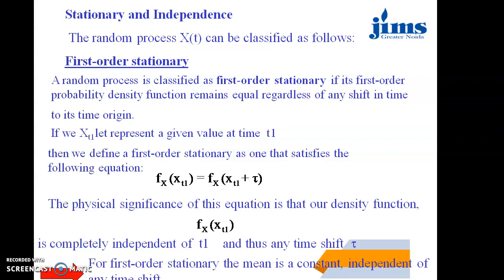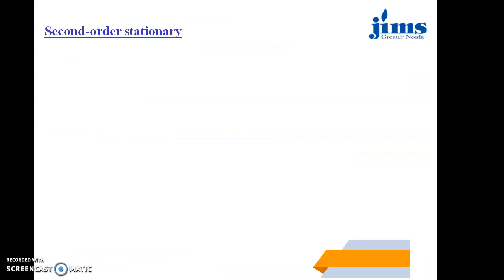For the first order stationary function, the mean is constant, or independent of any time shift. So this is another property: first, the PDF should remain the same regardless of any time shift, and second, the mean remains constant, because the mean is nothing but the integral of x fX(x) dx from minus infinity to infinity, where fX(x) is the PDF.